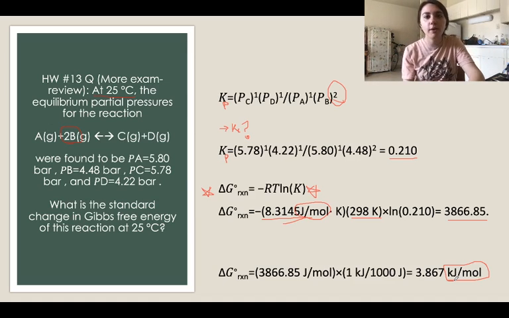So please be aware that if you either don't see your answer or you do see an answer but you're like, this seems big, make sure that you double check the units and make sure that it's kilojoules per mole or joules per mole.